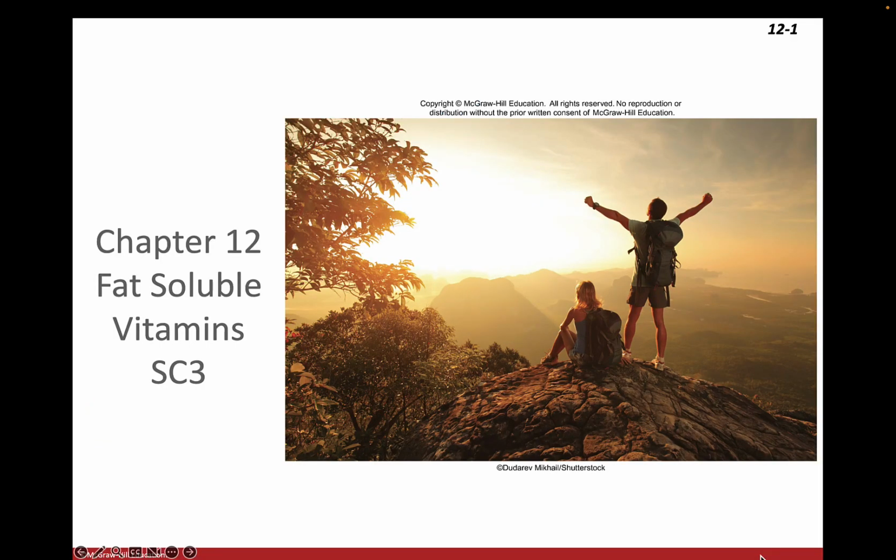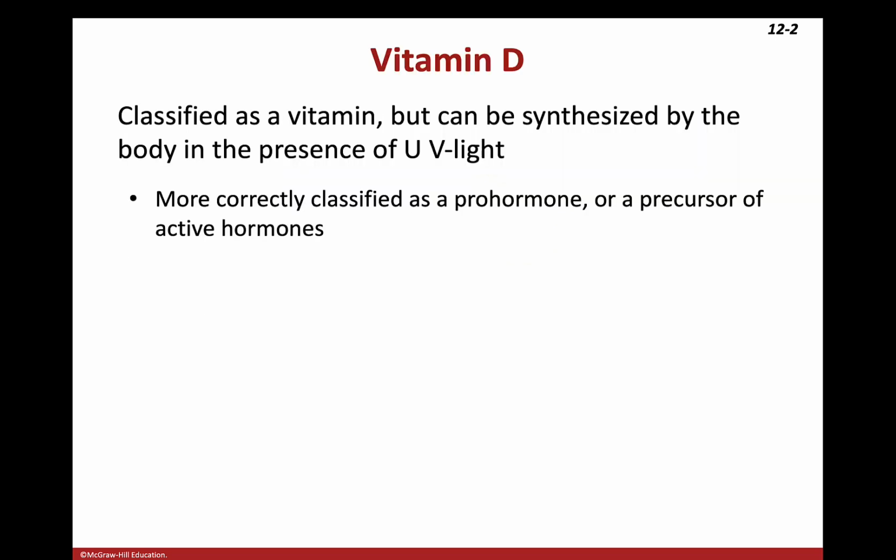Chapter 12, Fat-Soluble Vitamins, Screencast 3. We're now going to be focusing on vitamin D. Now, this is classified as a vitamin, but it can also be synthesized by the body in the presence of ultraviolet light or sunlight. Quite often, it's more correctly classified as a prohormone or a precursor of active hormones.